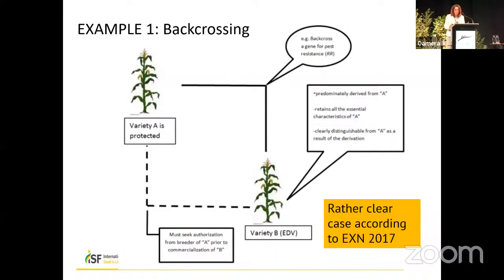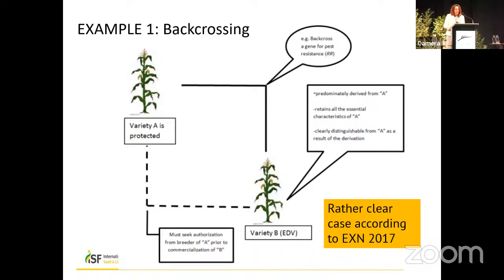So the first example is back crossing, where we have a variety A which is protected by the variety of the gene. So there we have predominantly derived, that's clear. It reports all the essential characteristics of A except the disease. Then the last one is completely from A as a result of derivation, which means the variety B is the pathogen variety and is susceptible, so basically a clear case of EDV in this case.